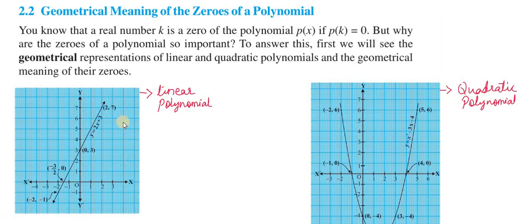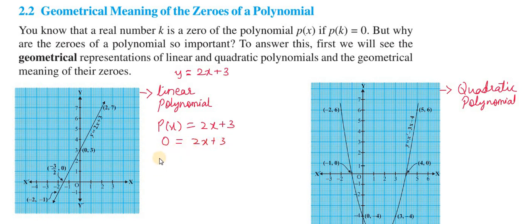Okay, here we have two graphs. One is a linear polynomial graph and the other is a quadratic polynomial graph. What is this linear polynomial graph? When we plot, y is equal to 2x plus 3 is the linear polynomial. So what is the zero of this polynomial? Let's solve this. If we take p of x equal to 2x plus 3, then as we did in the last problem, we write 0 equal to 2x plus 3, right?